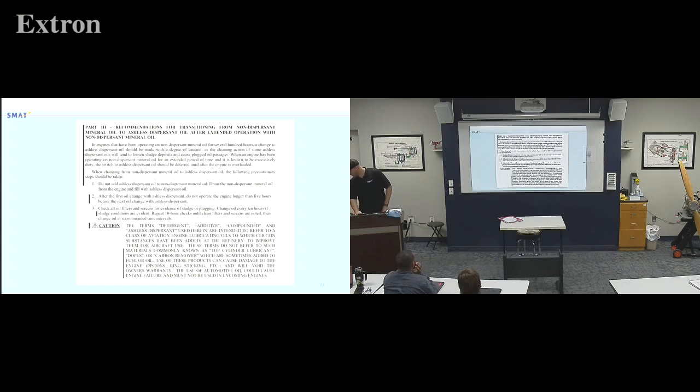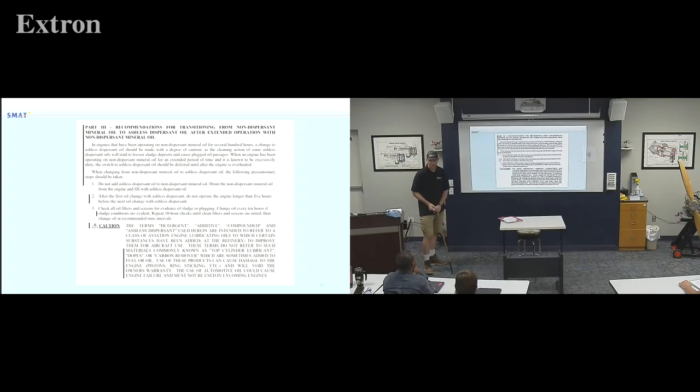I think there was something I was supposed to read in here. Point number 3 especially. When you're switching from non-dispersant mineral oil, so like your break-in oil, to your ashless dispersant oil, so your good stuff, you're gonna do a bunch of stuff. One of them is check all oil filters and screens for evidence of sludge or plugging. Change oil every 10 hours if sludge conditions are evident. Repeat 10-hour checks until clean filters and screens are noted, then change oil at recommended intervals.